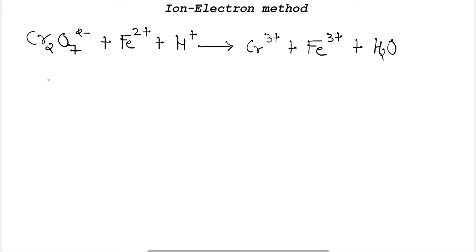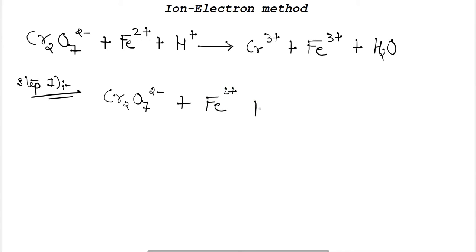So here the step 1 in the ion electron method is that we have to separate the equation into two halves. That is, the first is the oxidation reaction and the reduction reaction. So for that, first we have to find out the oxidation number for each atom present on the product side and the reactant side.